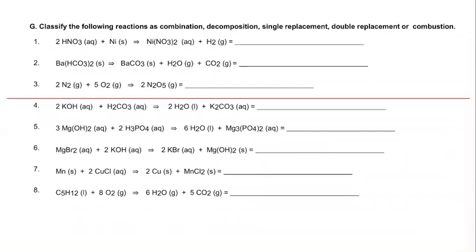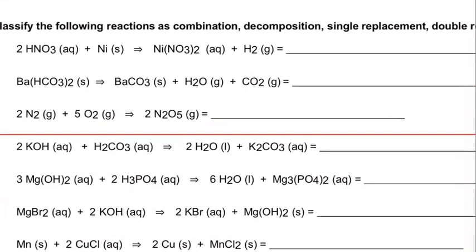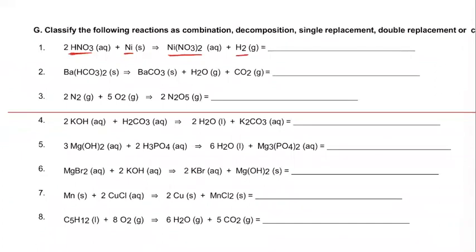In number 1, if we observe closely what's happening at the atomic level, we can see that we have HNO3 reacting with nickel. And then when we look at the product, now nickel is with the NO3, and H is by itself. So it's kind of like nickel took the place of the hydrogen. What kind of reaction is this? Combination, decomposition, single replacement, double replacement, or combustion? So nickel took the place of hydrogen, and now hydrogen is by itself. Excellent. This is a single replacement reaction.